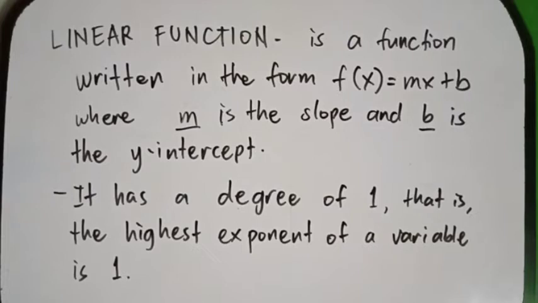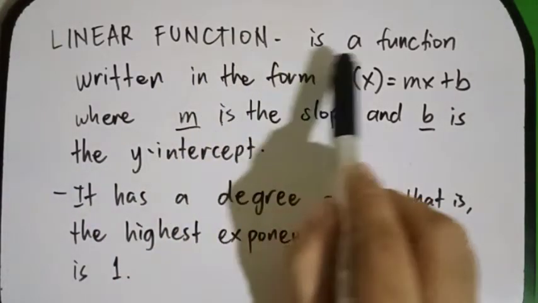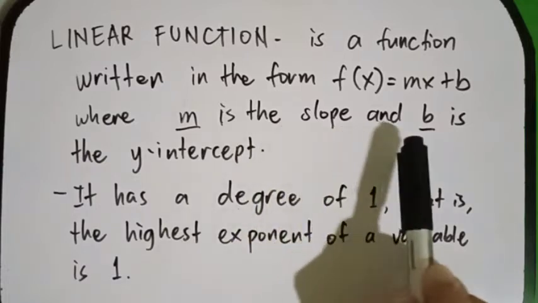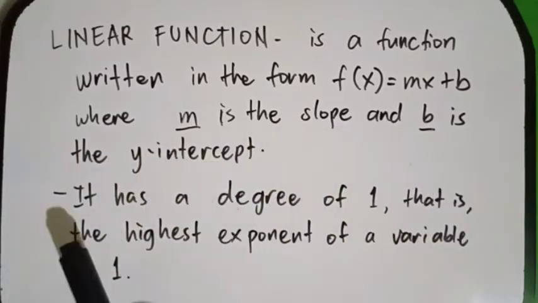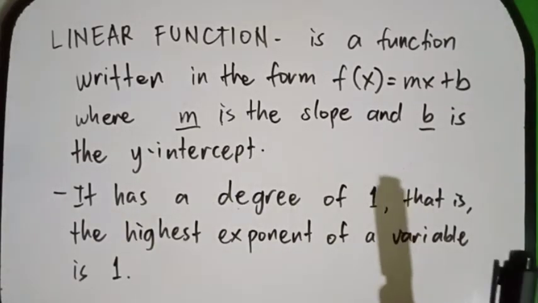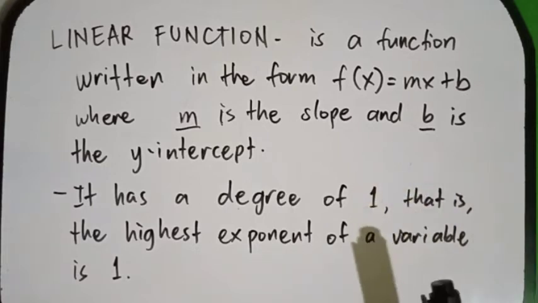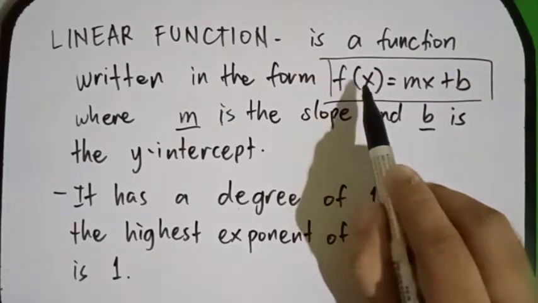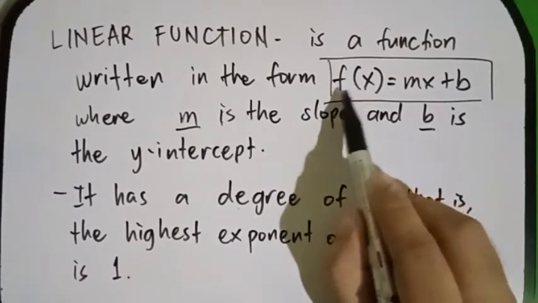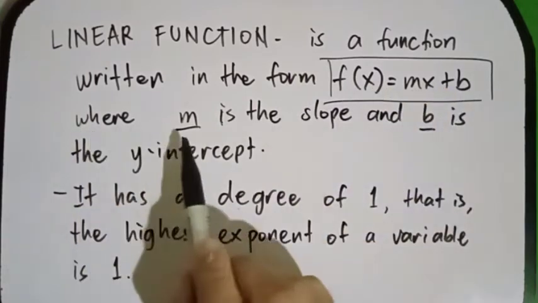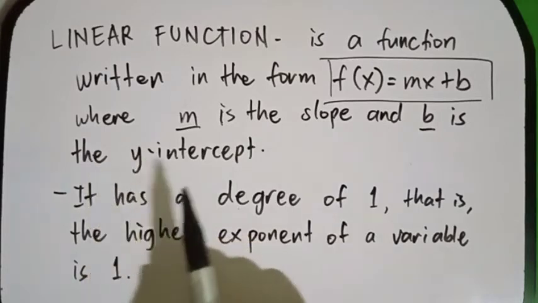Alright, so let me define what is linear function. Linear function is a function written in the form f of x equals mx plus b, where m is the slope and b is the y-intercept. It has a degree of 1, that is the highest exponent of a variable is 1. So sabi dito, pag sinabing linear function, isa siyang function kung saan sinusulat siya in the form of f of x. So, ang basa dito is f of x at hindi po f times x. Okay? F of x ang basa dito. Okay? So, f of x equals mx plus b, where m is the slope and b is the y-intercept.